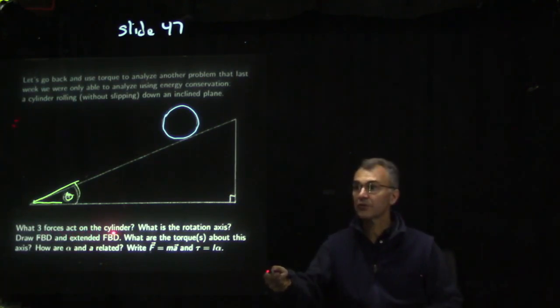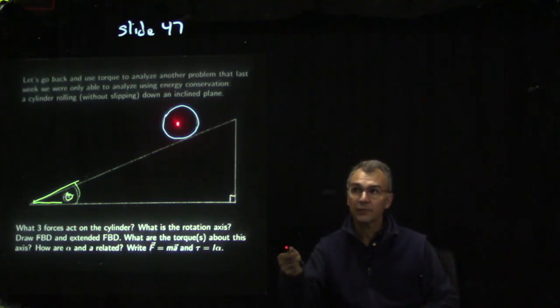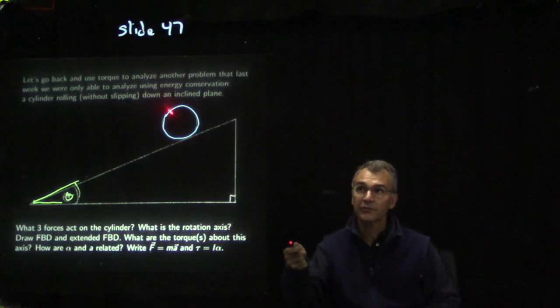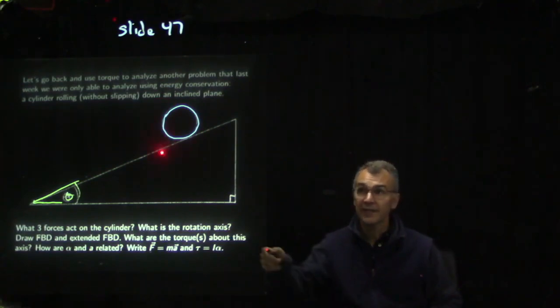So there should be three forces acting on the cylinder. What are they? Well, I think we have gravity acting downward, which I suppose we will decompose. And we have the normal force acting perpendicular to the surface of the plane. And we have static friction. Static friction is what causes the cylinder to roll without slipping, and static friction is going to act tangent to the surface of the inclined plane.